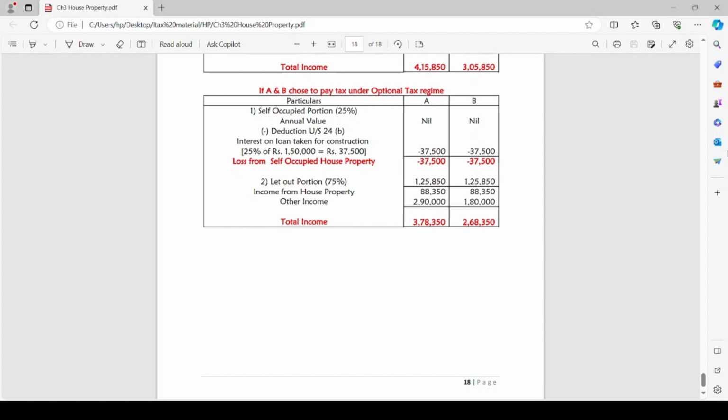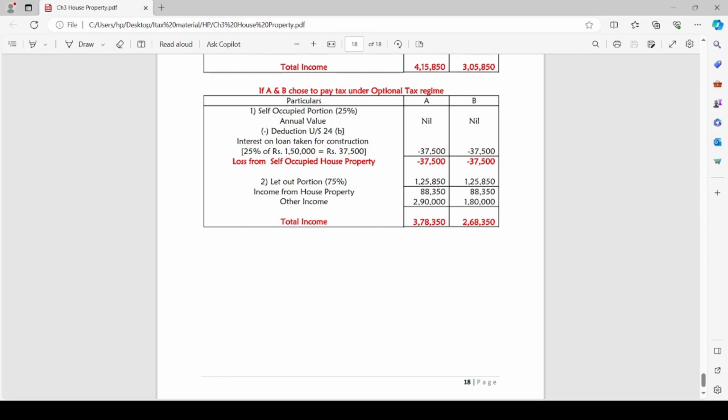25% of 1,50,000. Here I have bifurcated the loan amount, that is out of 3 lakh, 1,50,000 belongs to A and 1,50,000 belongs to B. Out of 3 lakh interest on borrowed capital, 1,50,000 can be availed by A, 1,50,000 can be availed by B. Out of that, only 25% portion can be claimed as deduction under section 24B for self-occupied portion. The amount stands at rupees 37,500 for each of them, A and B.